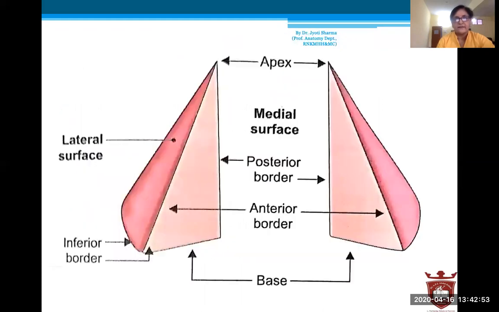Now in the diagram, again we see the features. This is the apex, which is the narrow end. This is the base, which is the broad surface area of the lung. This is the costal surface. This is the medial surface.